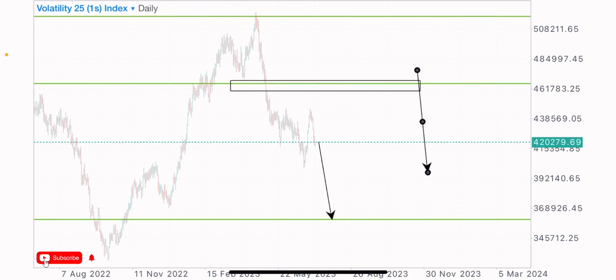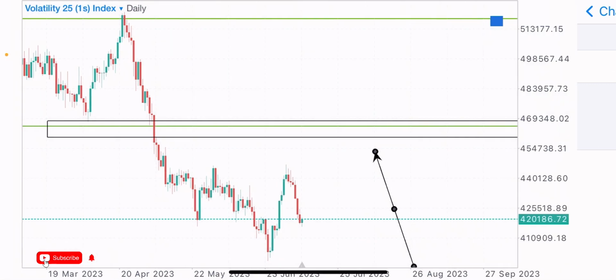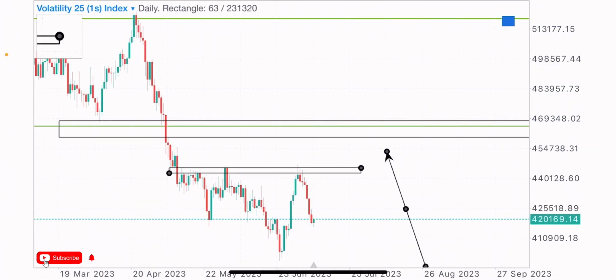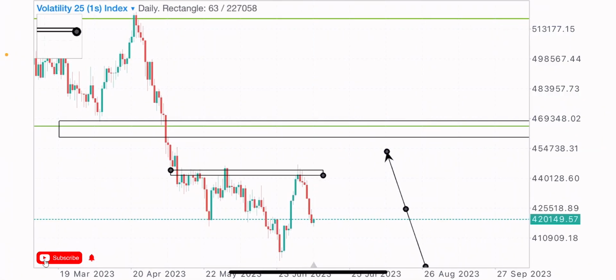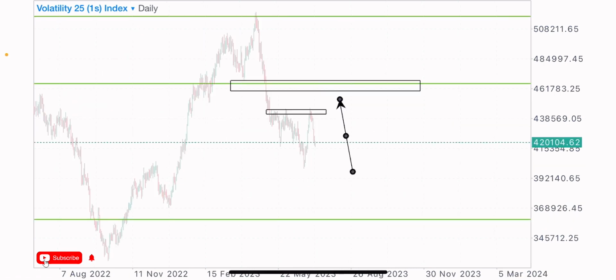So how do we approach this market? We can see that we have a zone as well that the market has always been expecting, a zone of resistance. The market has always been selling off from this zone, which is an important zone.